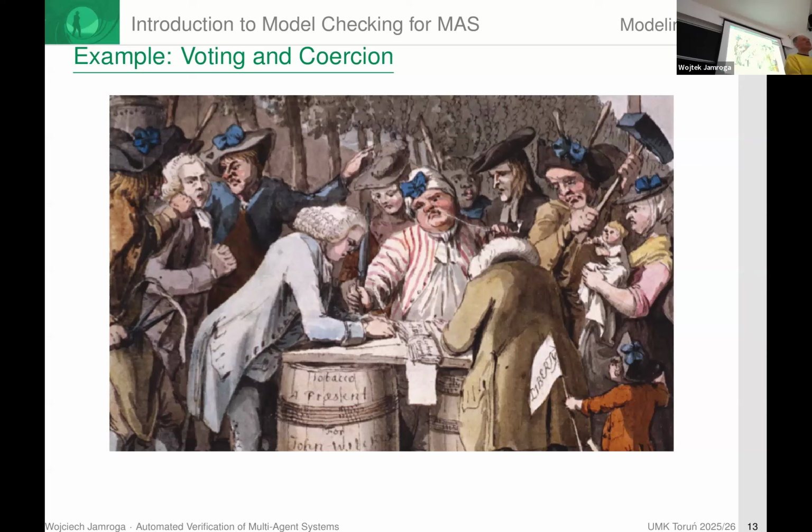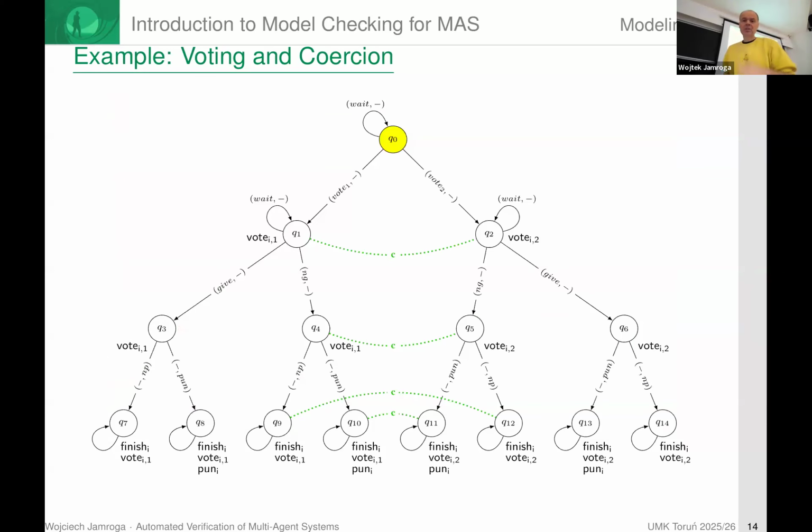People were standing in front of the voting places and paying voters extra money for casting the vote in the right way. So it was a serious concern if you have this ideal that the outcome of the election should be somehow representative of the distribution of preferences in the society. Okay? So how can we model this kind of interaction? And again, in a very, very simple way.